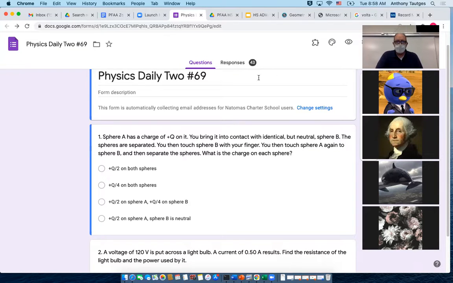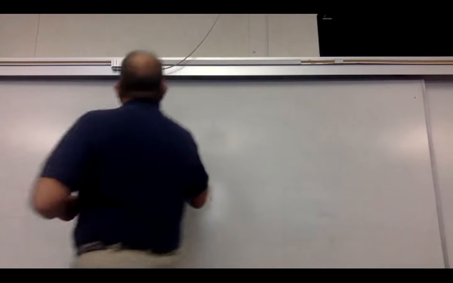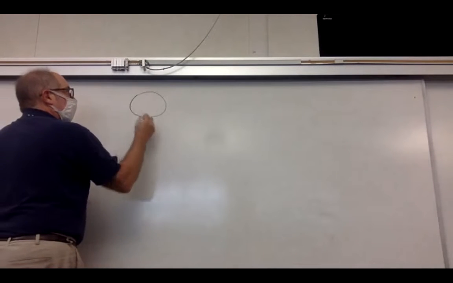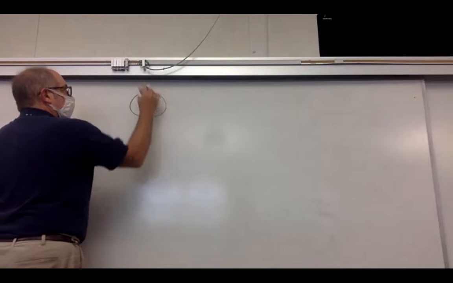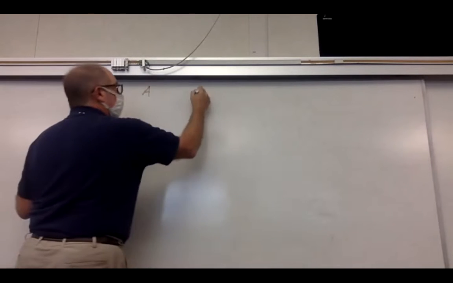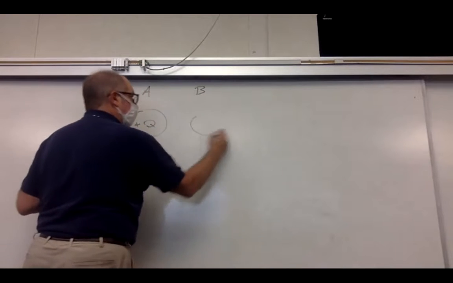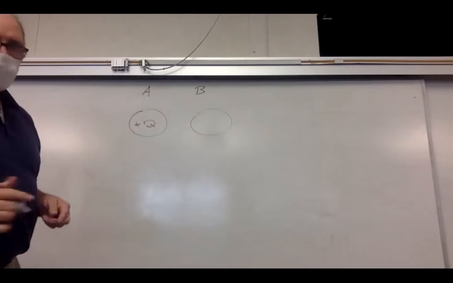Okay, and so I'm going to stop sharing now. And so let's diagram this. Let's map this thing out. So we have sphere A and sphere B. Sphere A has a charge of plus Q on it. Sphere B is identical but neutral.